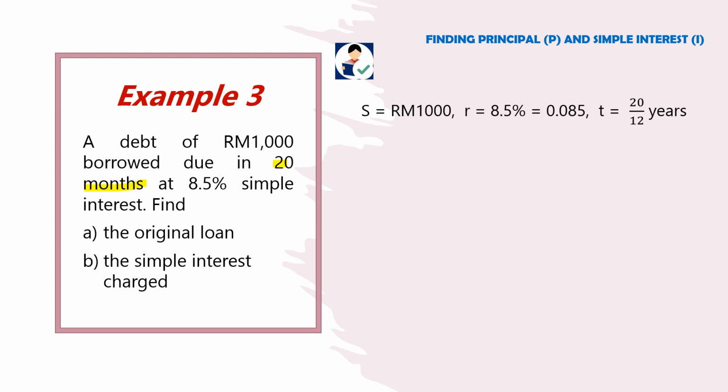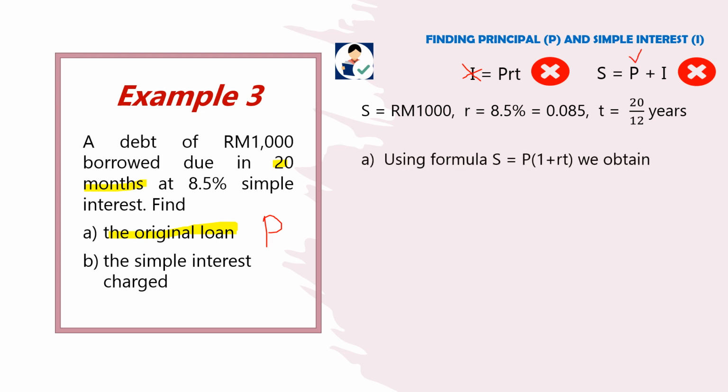So for the first question, we want to find the original loan, which is P. Just like the previous slide, we will look at which formula that we can use to find P. I is equal to P times R times T. We cannot use this formula since there is no information about I. Same with S is equal to P plus I, even though there is a term P here.